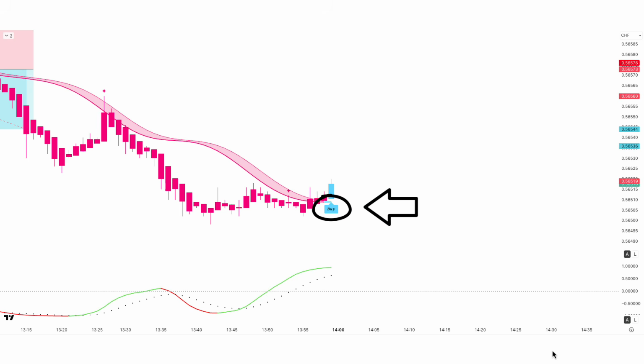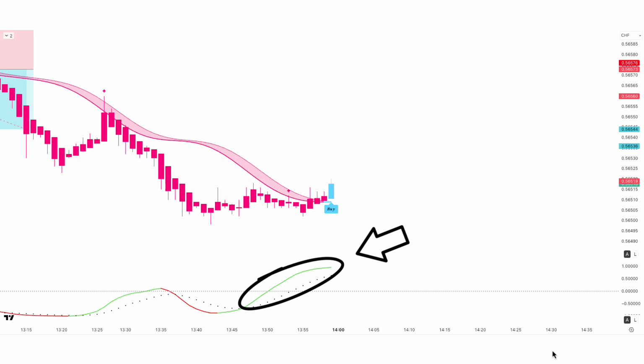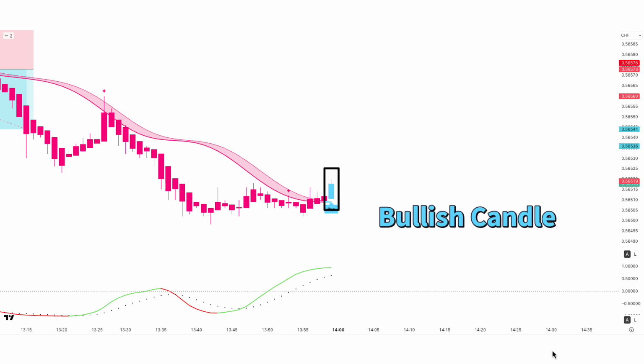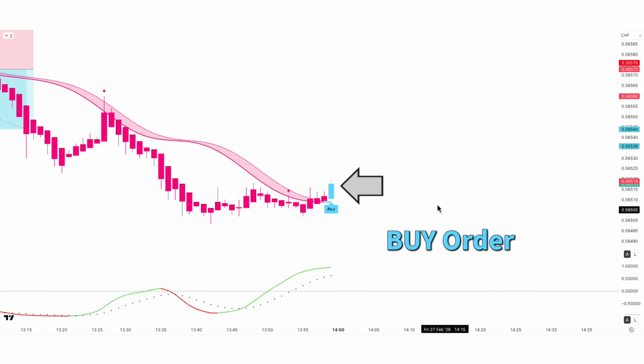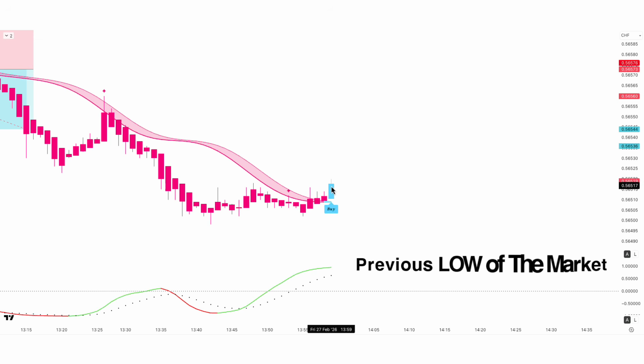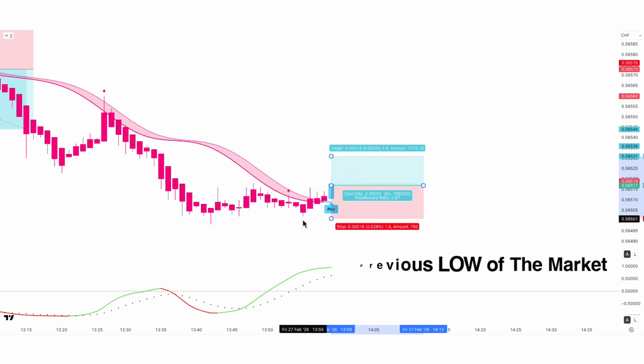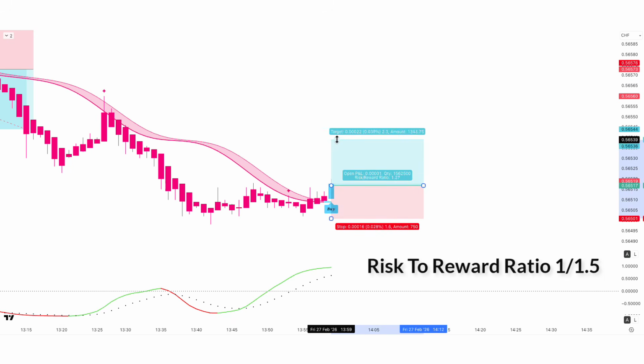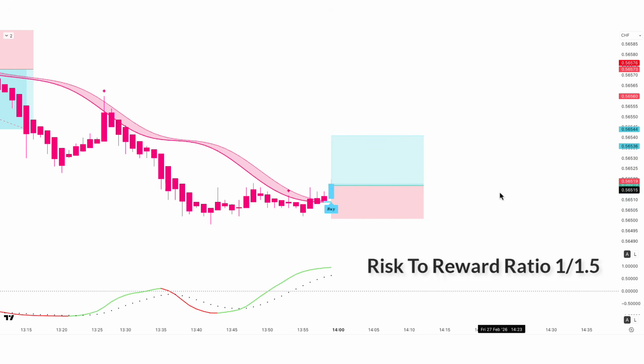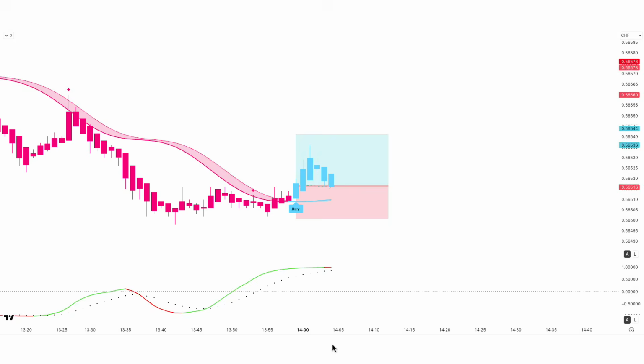Here, the Smart Money Flow Cloud arrow of this indicator is a buy signal. Here, the Normalized Smoothed indicator shows a green line. Here, the market has made a bullish candle to give confirmation. So all our conditions are being fulfilled, so we are placing an order to buy. Our stop loss is to be placed at the previous low of the market. And the risk to reward ratio will be 1:1.5. Let's see what happens to our trade.